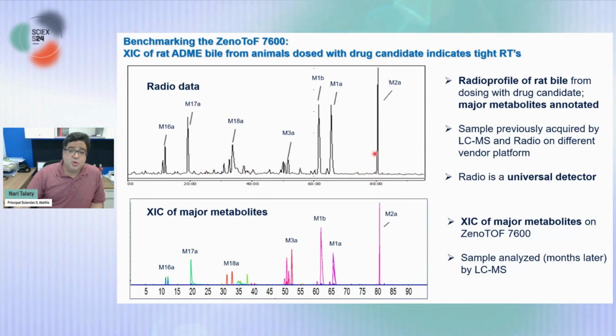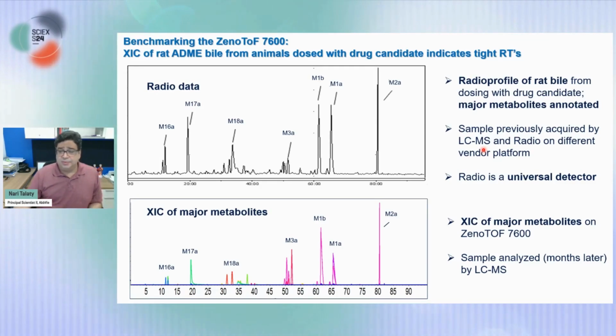And you can see there's a whole bunch of metabolites that are labeled here. We find quite a few. The ones that are annotated and marked here are all major metabolites, meaning they're above a 10% threshold, and those are the ones we're really interested in. The samples are all acquired by LCMS, and we fraction collect and get a radio profile. So you get your LCMS readout and your radio on the same sample.